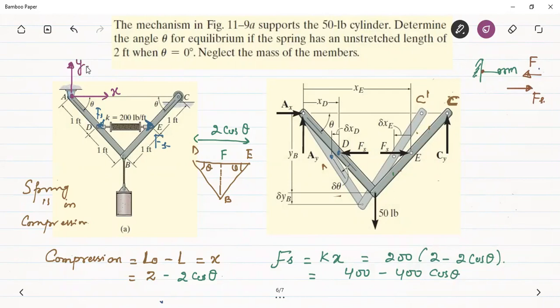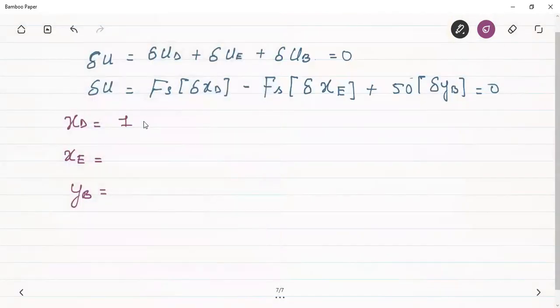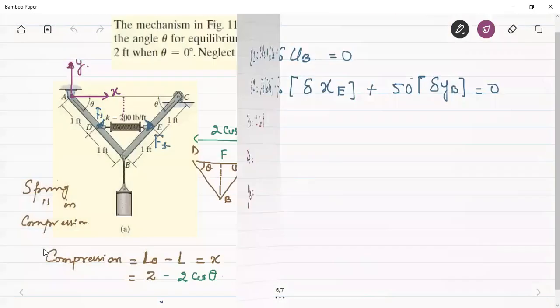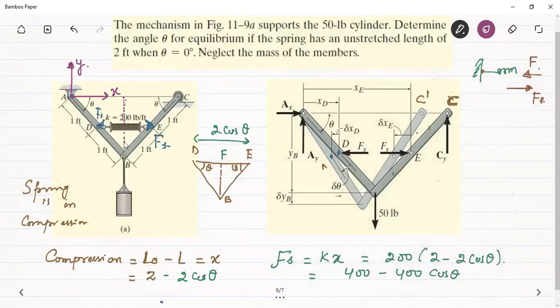So from here we can see that the x coordinate of point D, from this right angle triangle, the distance of A to D along the x-axis will be equal to 1 cos theta. The distance of E from the origin, that is the point A: let's suppose this point is S, so AS will be equal to 2 cos theta.